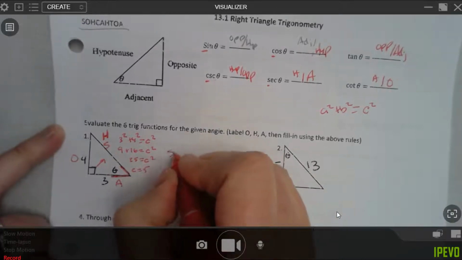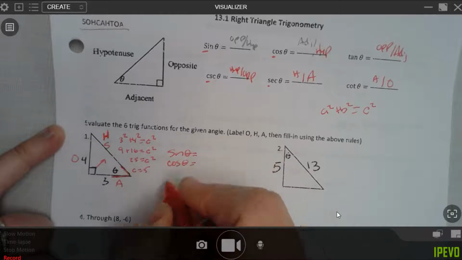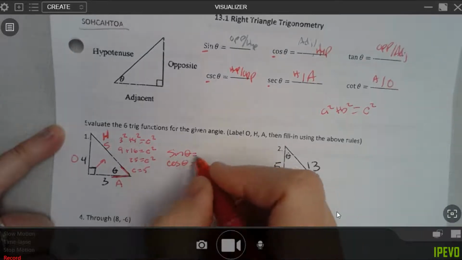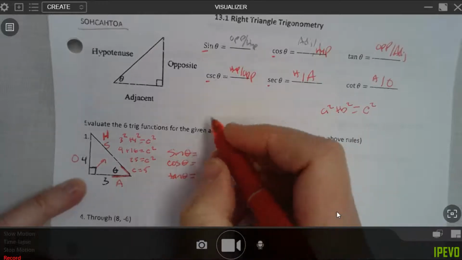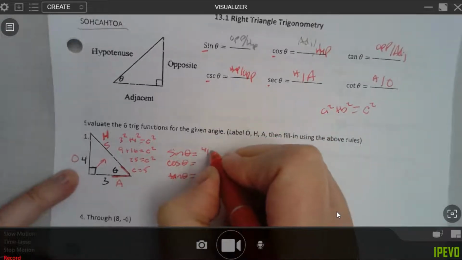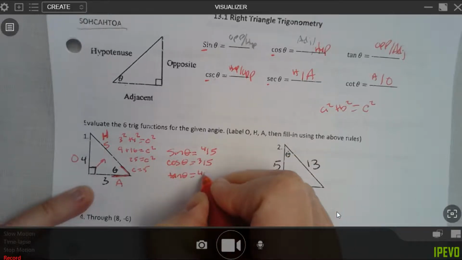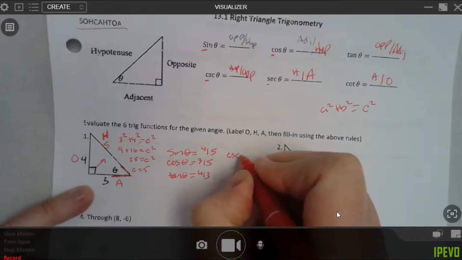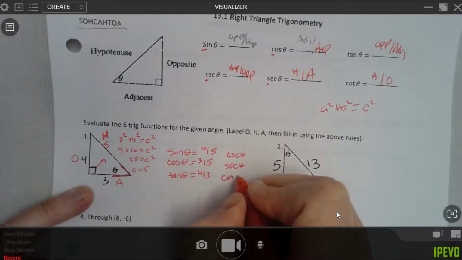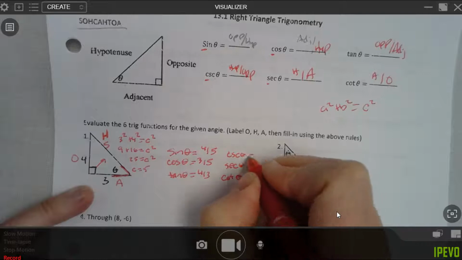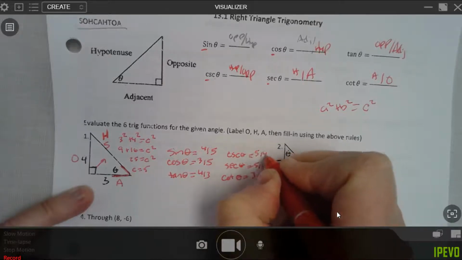So then you would just write out, make sure you write sine of your angle, because it's not just sine equals, and it's not just sine fraction. It's sine of some angle equals, tangent of some angle equals. So this would be OH, AH, and OA. And then write my other reciprocals back here. So this is 3/4, this is 5/3, this is 5/4.